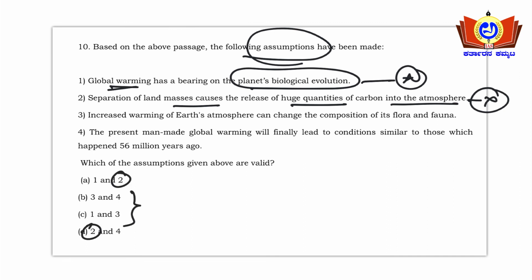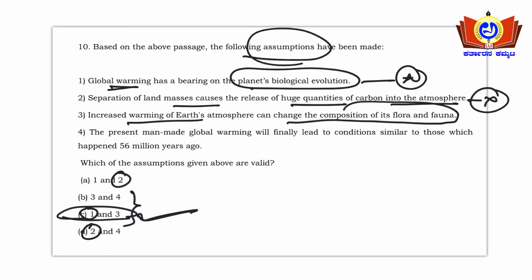So B and C are the options here, and 1 is correct here. So in C, 1 is correct here. So 1 and 3. So option C is right, my dear friends here. Without looking at the third statement, increased warming of the Earth's atmosphere can change the composition of its flora and fauna. We can directly say that option C, 1 and 3, is the right answer, my dear friends here.